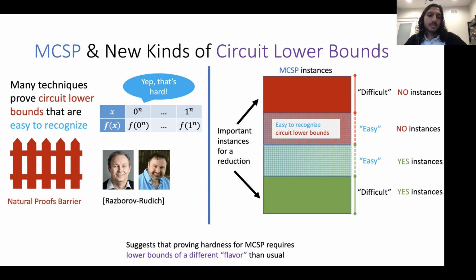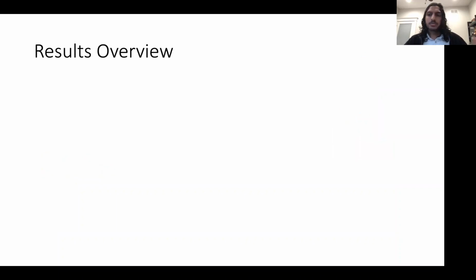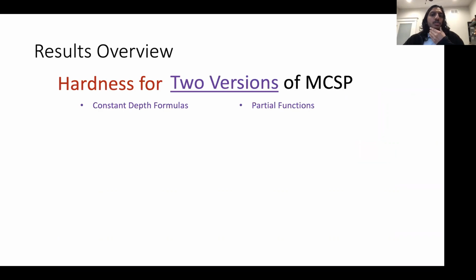Okay, cool. So that brings me to the results. The results I'm going to talk about are from a FOCS paper in 2020. Let me start by giving you an overview of what's going on. I'm going to talk about hardness for two different versions of MCSP. For now, it's not so important what these two versions are. I'll define them later.